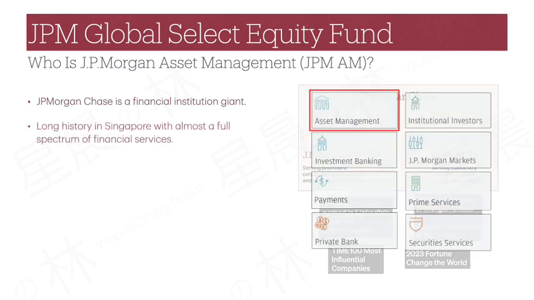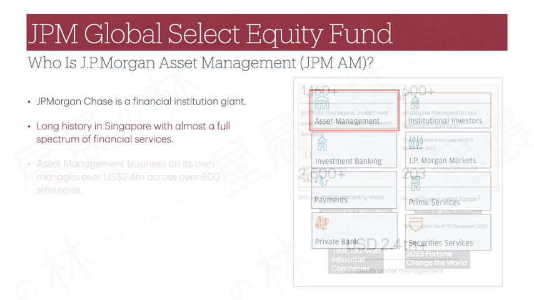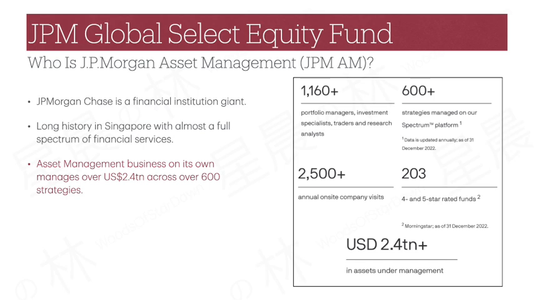JP Morgan first established office in Singapore back in 1964, and today, JP Morgan's business in Singapore covers almost the full spectrum of financial services, with the key exception being retail business. Asset management is one of the key businesses for JP Morgan, not just in Singapore, but globally. With over 2.4 trillion US dollars of assets under management, JP Morgan Asset Management, or JPMAM, on its own is a force to be reckoned with.